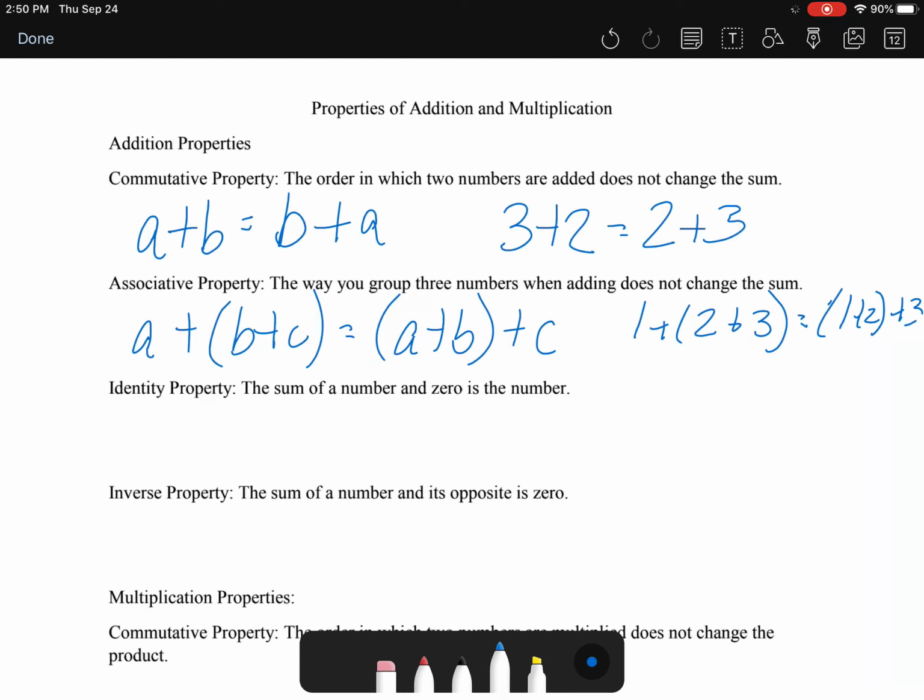The identity property: the sum of a number and 0 is the number. So if I have A plus 0, that does end up equaling A. 5 plus 0 definitely equals 5.